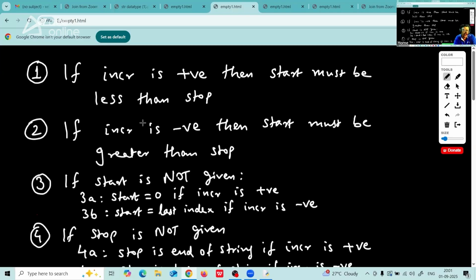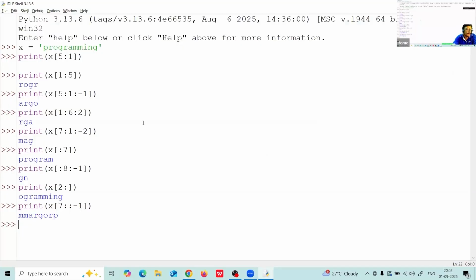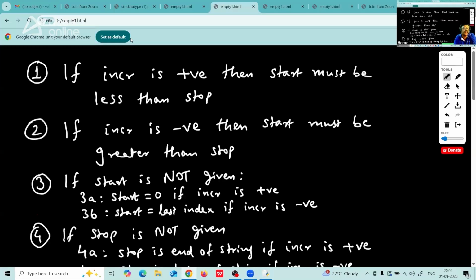Empty string. Okay, let's prove this. Suppose I give print x square bracket 3:3. Like this I have given. Okay. See, nothing is printed. It doesn't give any error, but it says I can't slice anything from 3 to 3 because 3 to 3 means 3 to 2 and increment is positive 1. I hope I have answered all the questions.